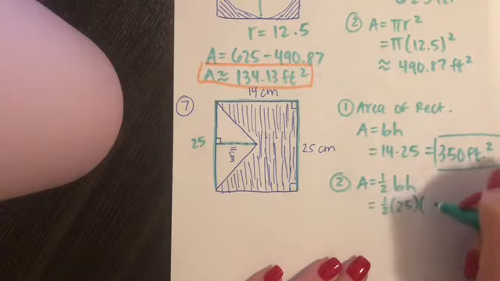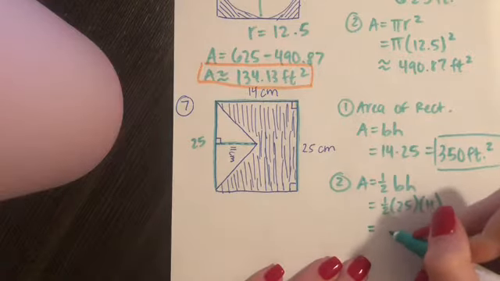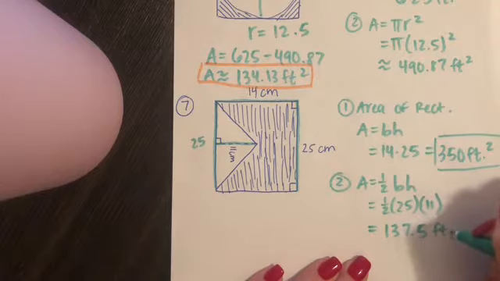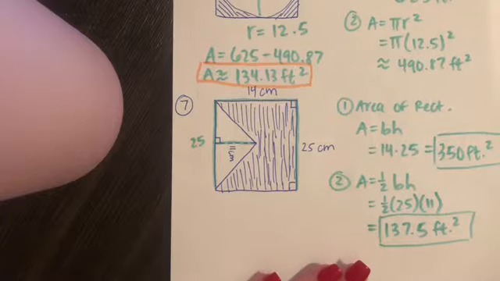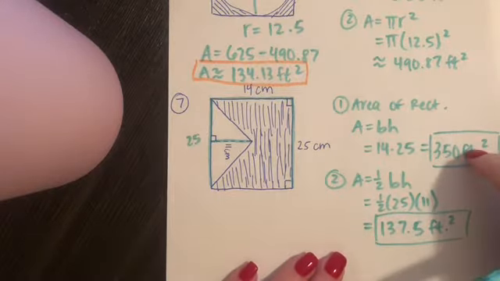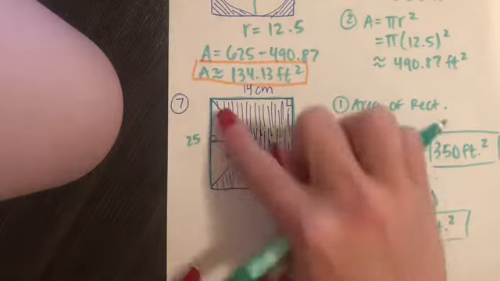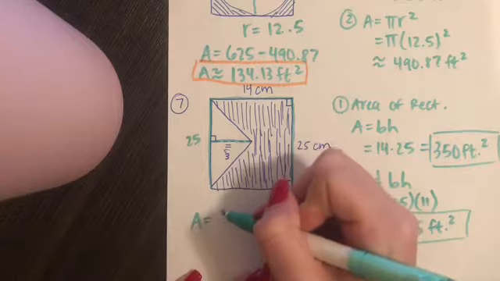Let's plug in these numbers. And that's going to give me 137.5 square feet. Now, we don't have a final answer. This is the area of the entire rectangle. This is the area of the triangle. We're going to subtract the area of the triangle out of the rectangle, leaving us with the shaded region.